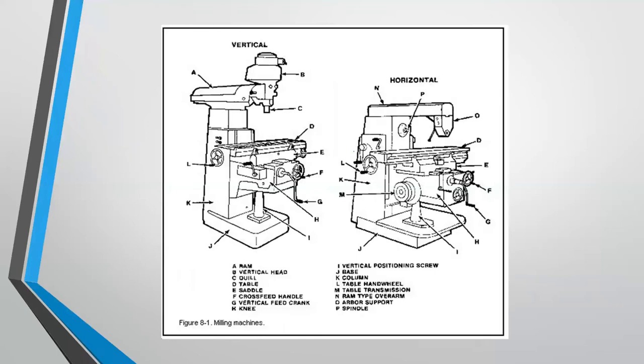So this is a slide or a flow diagram of both the vertical and the horizontal milling machine. You can pause the video and study them. We have the vertical head, as you saw. So this part is what? The ram, that's A. C is a quill. D is a table. E is a saddle. F is what? A cross feed handle.